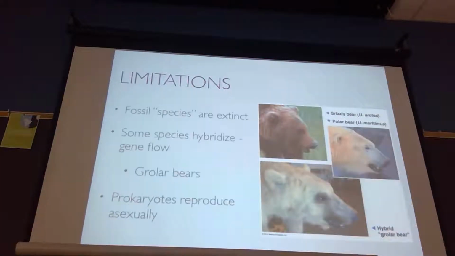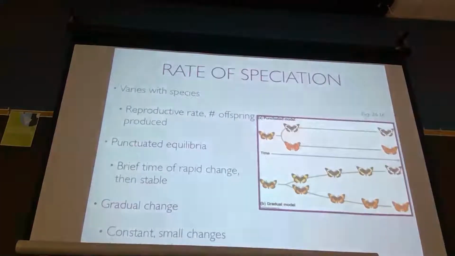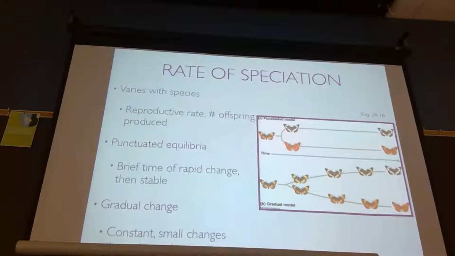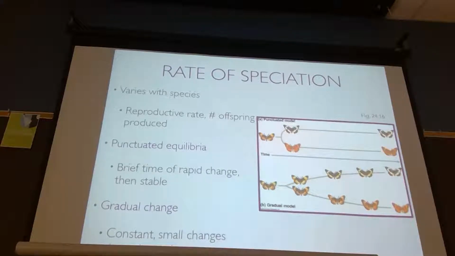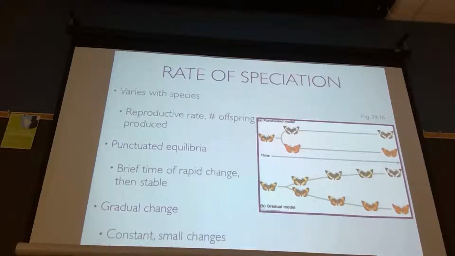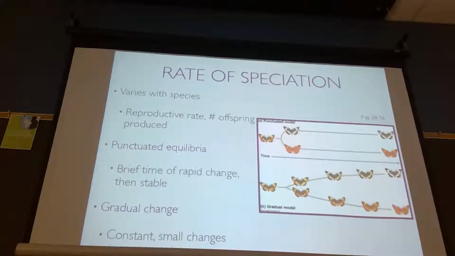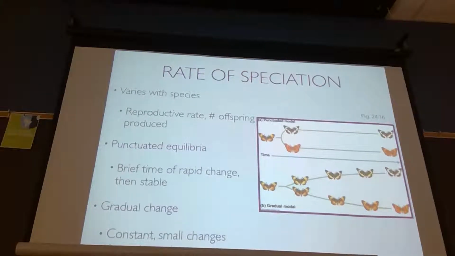All right. Let me see what I want to talk about next. I want to talk about this. Okay. The next thing that I want you to think about is that the rate of speciation, the rate at which we make new species, can vary by organism type and over geologic time. Okay, so our rate of speciation can vary.